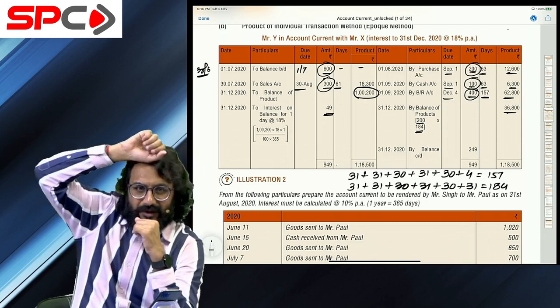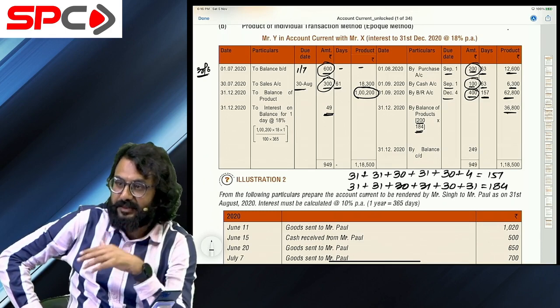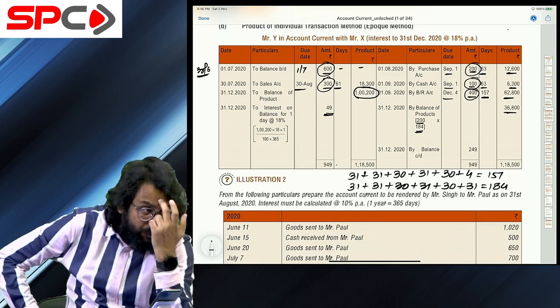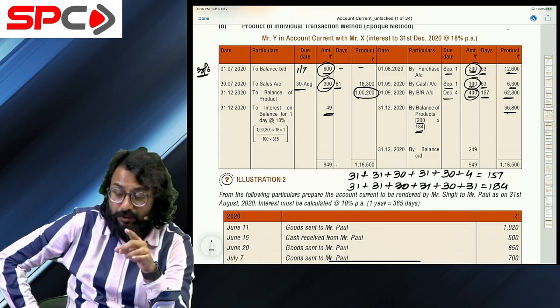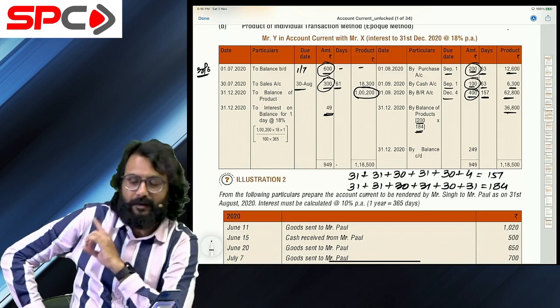Bolo bhai haan. So it is how much? 184. So I wrote 36,800 and when I see, I get the same product. And when I get the same product, one more fact which you need to remember in your mind, in backward method, you should write on the same side in which the balance of product will appear.